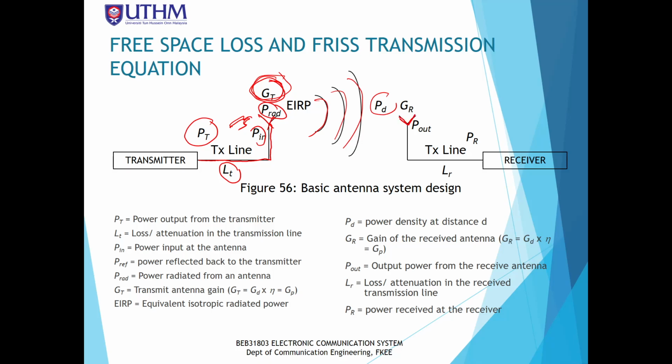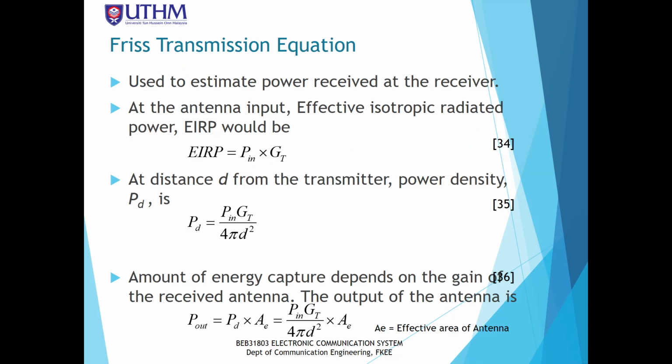The gain of the receiving antenna is GR. The output power here is P out. And here we have the losses at the receiving line. And the power received by the antenna is PR. Okay, so this is EIRP. We already know about EIRP. So EIRP is P in multiplied with GT. So what is power density? It is equal to P input multiplied with GT divided by 4 pi d square, or 4 pi r square. R is the distance.